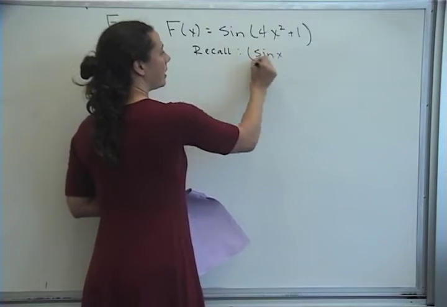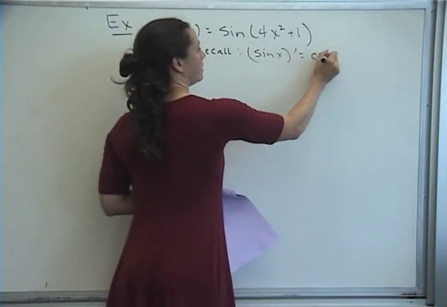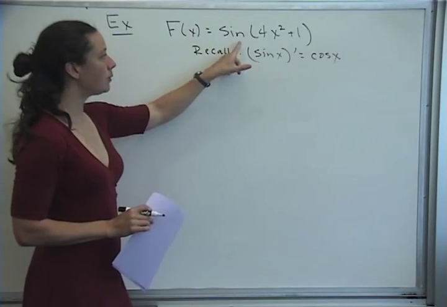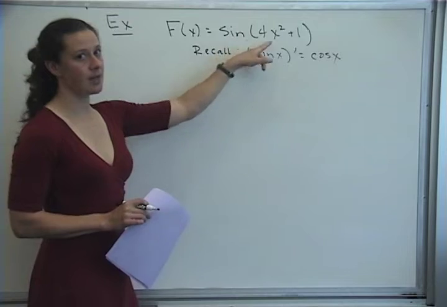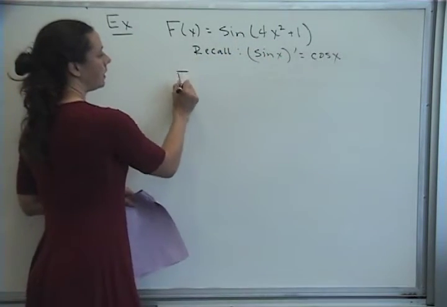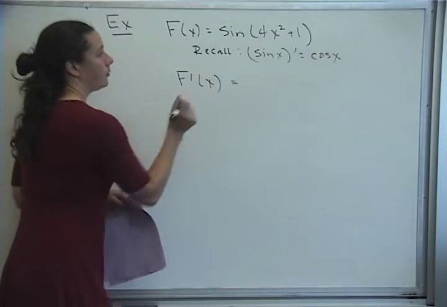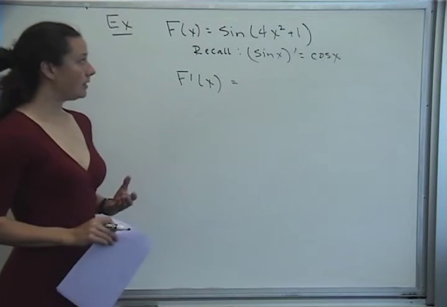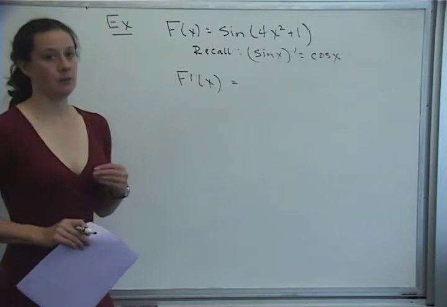But the derivative of sine of x is cosine of x. Now, this is going to help us, but it's not going to completely solve the problem because our original function is not sine of x, it's sine of junk. So we have to use the chain rule for that. So the way the derivative works for the chain rule is we go the derivative of the outside function, evaluated at the inside function, times the derivative of the inside function.